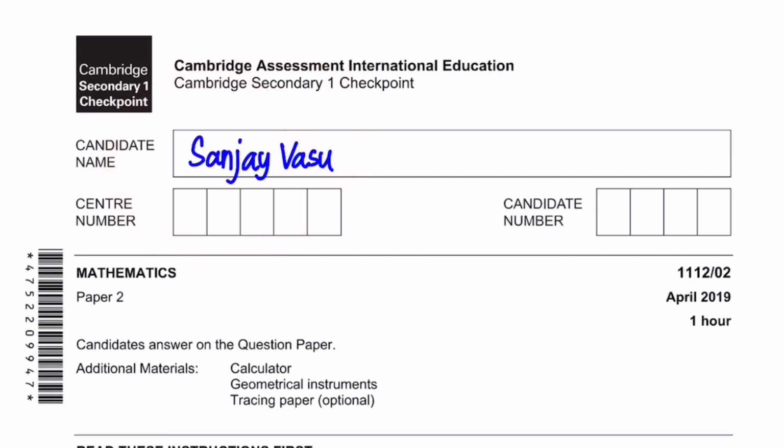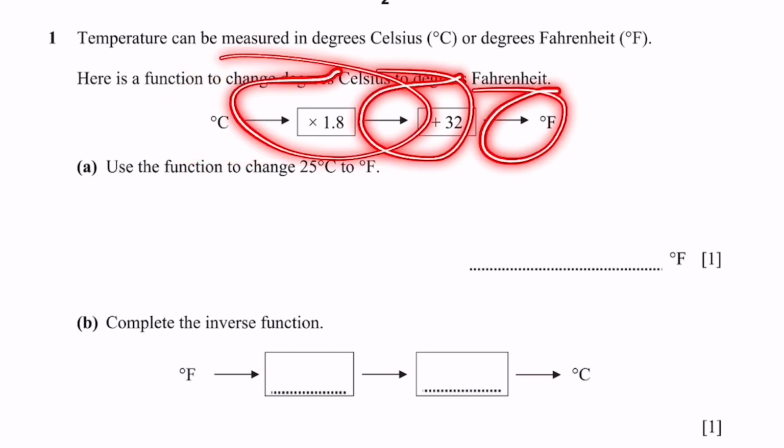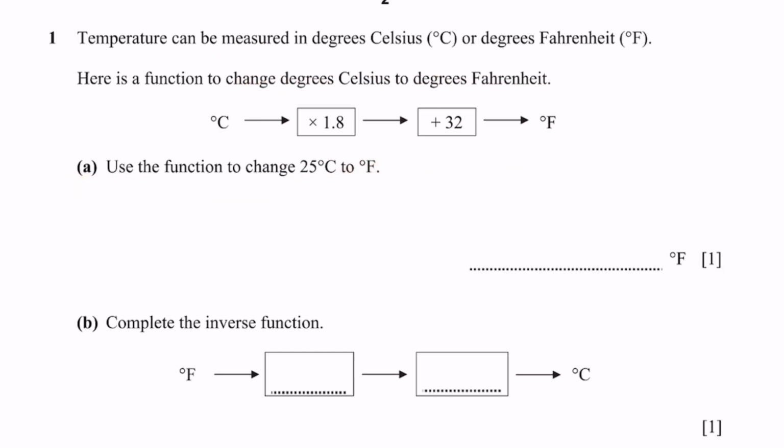This time we're going to be doing a video on Cambridge Secondary 1 Checkpoint, Mathematics, Paper 2 for April 2019. Question 1. Temperature can be measured in degrees Celsius or Fahrenheit. Here's a function to change degrees Celsius to degrees Fahrenheit. Celsius multiplied by 1.8 plus 32 gives Fahrenheit. Use the function to change 25 degrees Celsius to Fahrenheit.